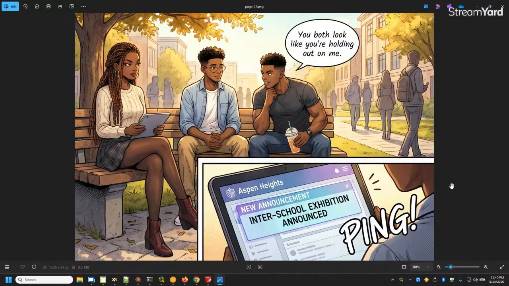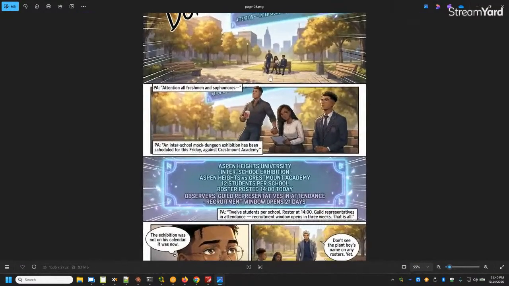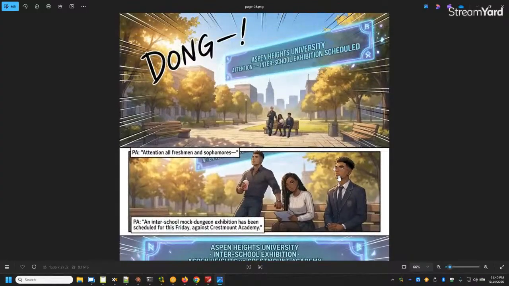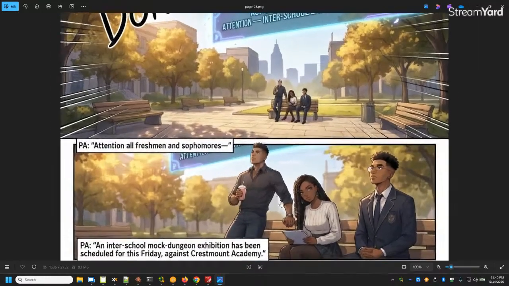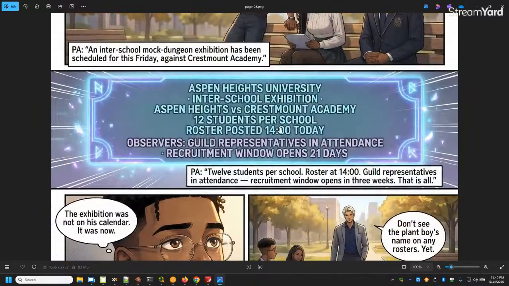Inter-school exhibition announced. All right. So the school's newspaper, Aspen Heights: attention, all freshmen and sophomores. An inter-school mock dungeon exhibition has been scheduled this Friday against Crest Mountain University, or Crest Mountain Academy.